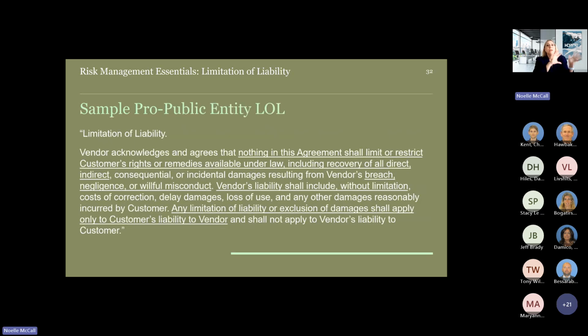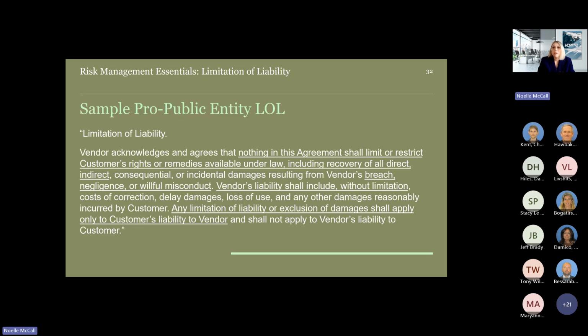Now this last one is where we take the language and we put it in the public agency's favor. So vendor acknowledges and agrees that nothing in this agreement shall limit or restrict the customer, meaning the public agencies, rights or remedies available under law, including recovery of all direct, indirect, consequential or incidental damages resulting from vendor's breach, negligence, not just gross negligence, but negligence, or willful misconduct.